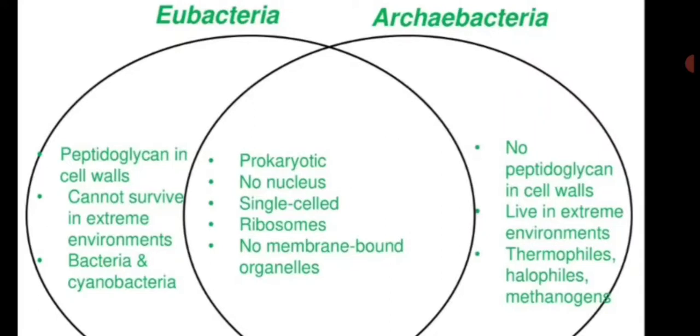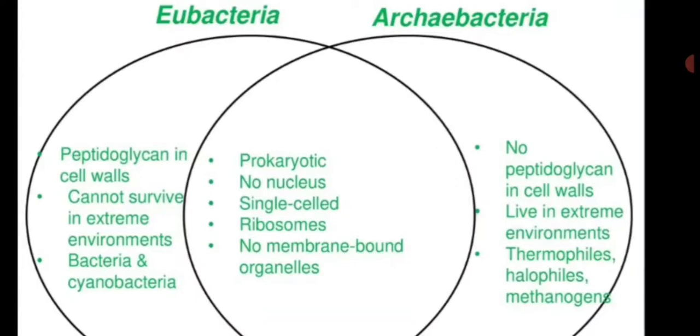The Eubacteria can be divided into the class bacteria and the cyanobacteria, whereas the Archaebacteria can be divided into thermophiles, halophiles, and methanogens. The thermophiles are the heat-loving Archaebacteria found in hot springs, and the optimum growth temperature for them is 70 to 110 degrees Celsius. Most of them are sulfate metabolizers, and they may be autotrophic or heterotrophic.